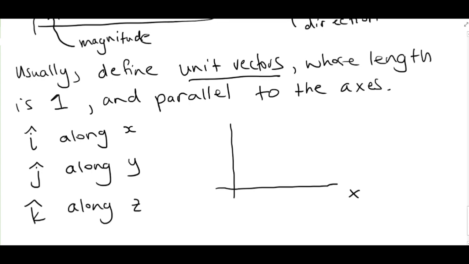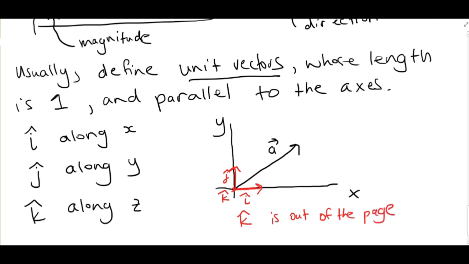So if we draw a diagram here, we have the y and the x-axis. We also have the z-axis which comes out of the page but is not shown in this diagram. Let's say we have a vector A that goes like this. The i hat vector goes along the x-axis and has a length of 1. The j hat vector goes along the y-axis and has a length of 1 as well. And the k hat vector, which will not be shown properly here, comes out of the origin, out of the page, and will also have a length of 1.